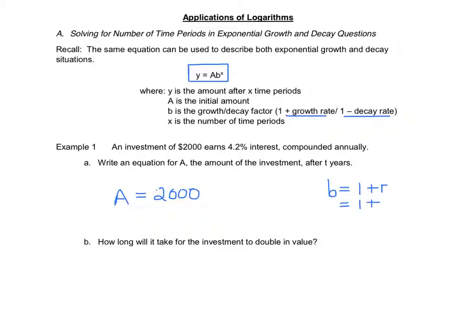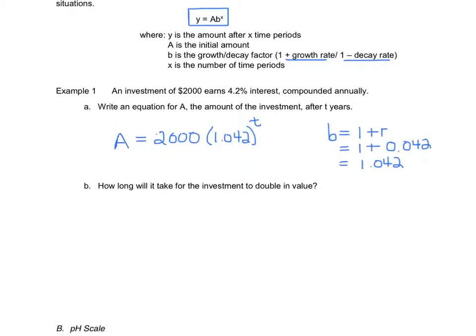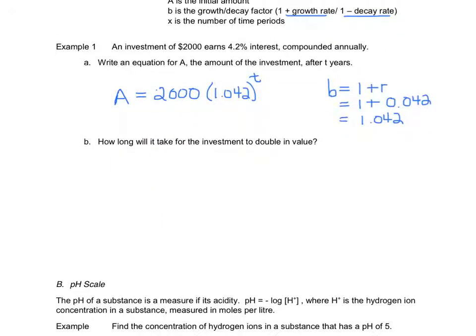Now we need to change the 4.2% and write it as a decimal, so 0.042. So our B value is 1.042 in this question. So it'll be 2,000 times 1.042 to the exponent t. And then it says, how long will it take for the investment to double in value? So this is where logarithms are going to come in. So first of all, if our investment starts at 2,000, then it's going to double when it reaches 4,000. So we'll fill 4,000 in on the left side of the equation.